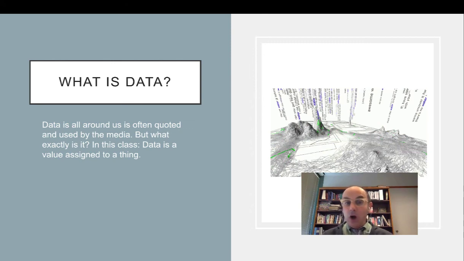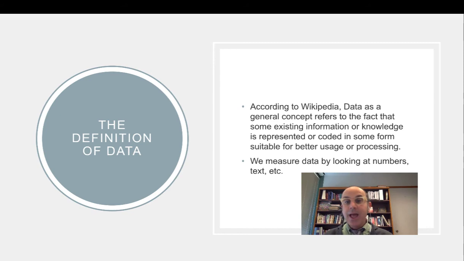The data is all around us. But what is it? In this class, we are going to say that data is the value assigned to a thing. And this is a really vague idea, but I want you to keep it in mind. We will see how different visual analytics software treat the idea of data. Each one of them treats it differently.